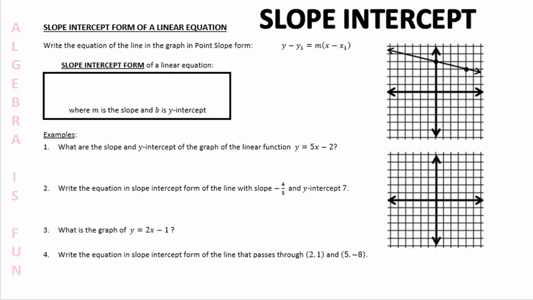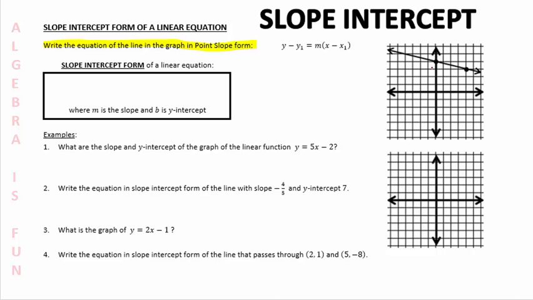In today's lesson we're going to look at how to write the equation of a line in slope-intercept form. This is a continuation of our lesson from yesterday where we looked at writing the equation of a line in point slope form. Okay, so the first thing I want to do is look at this first problem where it says write the equation of the line in the graph in point slope form.